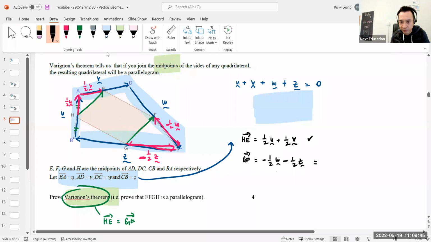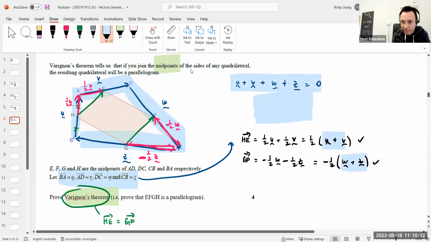And if you were smart about it, you factorize the negative half out. Maybe actually, can I ask a favor? I'll come back upstairs. I'll factorize a half from this guy as well. Just makes my algebra a bit cleaner. And then this one is W plus Z. All right. Now that you've done that, I need to prove that they are equivalent. You can see that this one has U plus V, this one has W plus Z. Where's the connection? Upstairs.